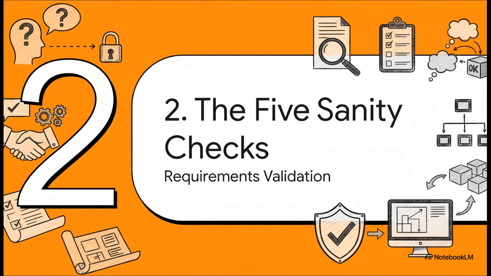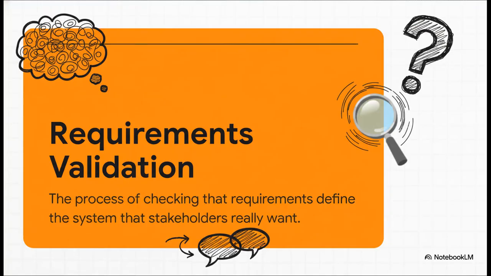So how do we prevent that from happening? Well, our first line of defense is a set of crucial sanity checks. This is all about validating our understanding before a single line of code is ever written. And here's the key thing to understand about validation. It's not about checking if the requirements are spelled correctly or formatted nicely. No, it's about checking if they describe the correct thing. Are we absolutely 100% sure that this is what the user is actually asking for?